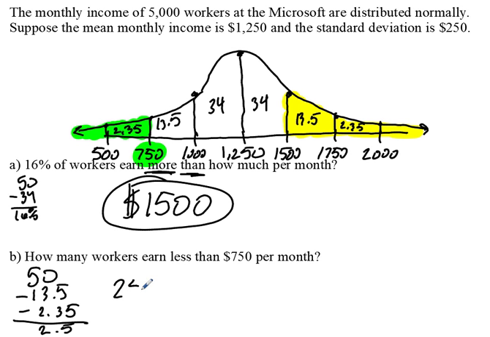2.5. So 2.5% of workers earn less than $750 per month. But that's a percentage. That's not how many workers exactly. Remember, the problem said that there were 5,000 workers at this Microsoft facility. I'm going to take my 5,000 workers and multiply it by the decimal version of 2.5%, which is 0.025. I come up with a total of 125 workers.